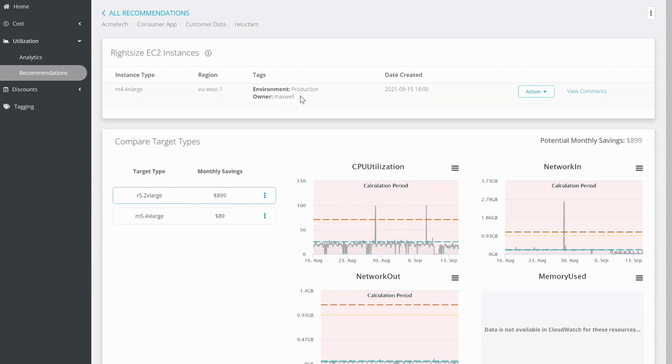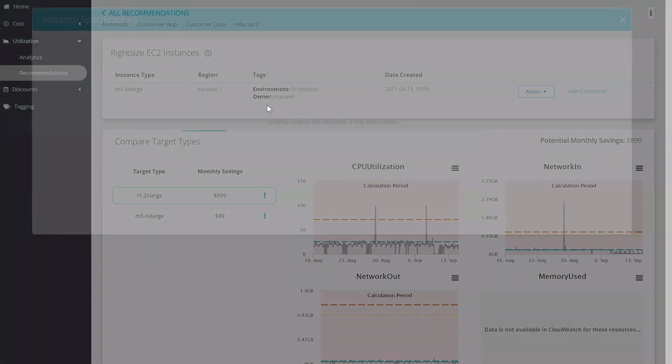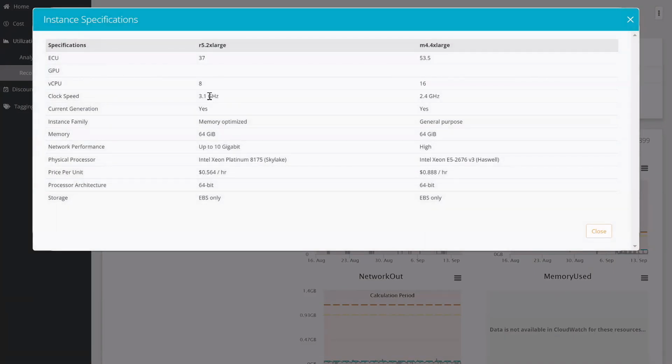Now, this group of resources also has a couple of tags together, so I can see, yep, these are all production resources, and the owner is Maxwell. I can do a quick comparison of the capacities of these resources, right? I want to understand what's the difference between these. Do I have a different processor? Is that going to impact me? Is the processor architecture the same? So I'm trying to understand a little bit more about what's available in this option.